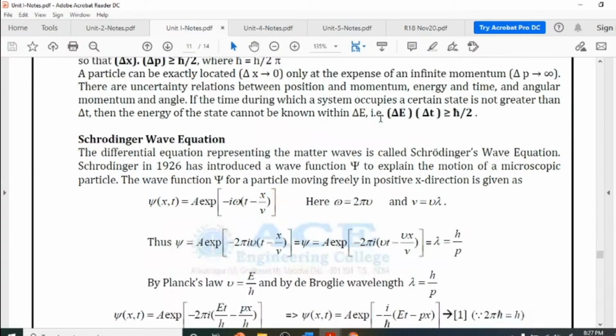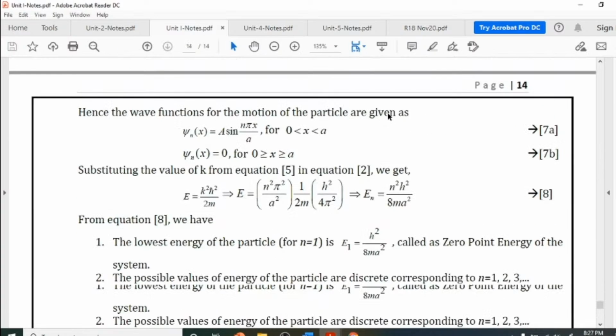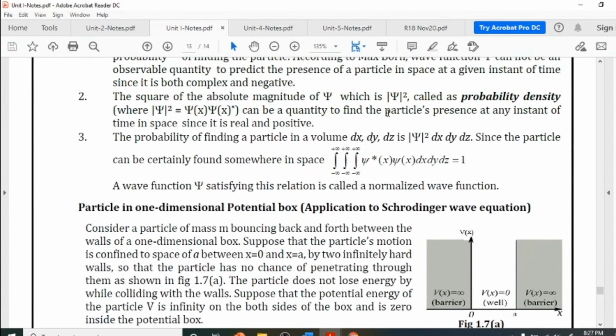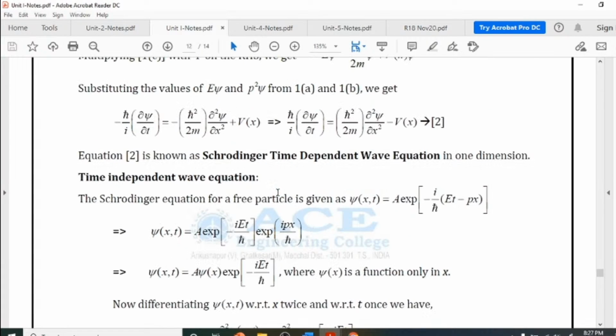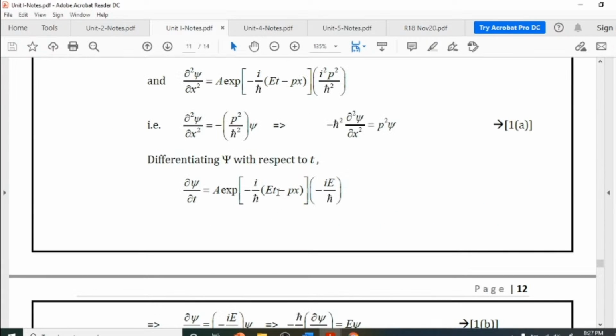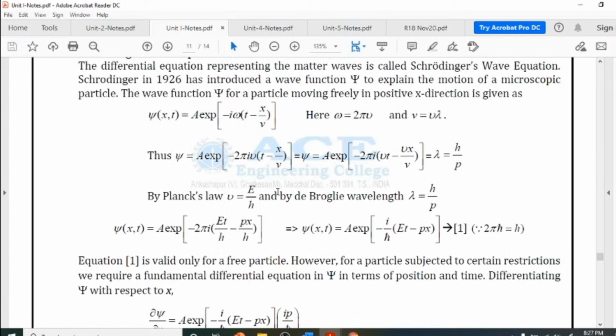Now we move on to the second unit. Just before we move on to the second unit, let me tell you, the Schrodinger wave equation is very important. You need to derive this one, and the derivation looks very complicated, very tough, but it's not so. Just go through the notes and also the video that is available.